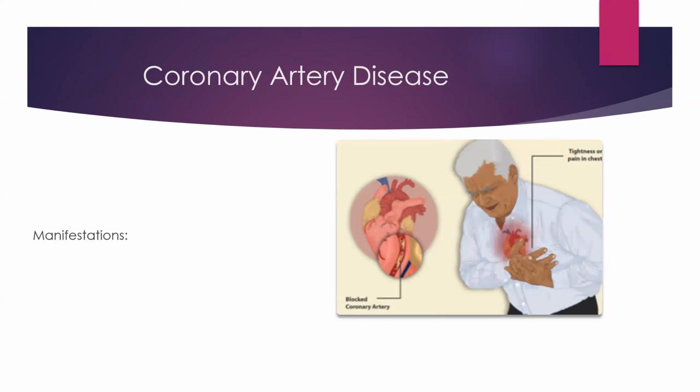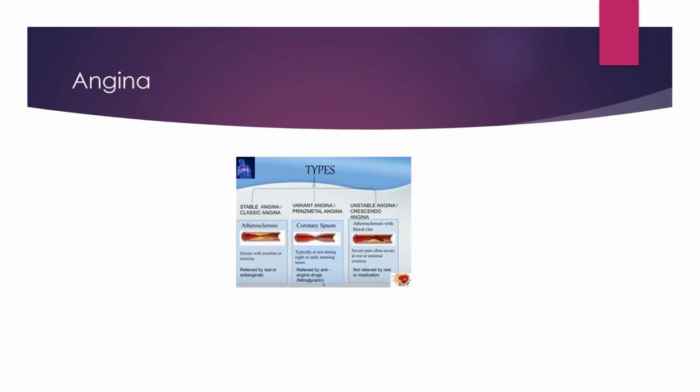Other manifestations of CAD would be an actual MI, heart failure, or dysrhythmias, or sudden cardiac death. So think about the dysrhythmias we've talked about in class already, and how this puts them at risk for dysrhythmias. So angina can be broken down into 3 different subtypes. We'll talk about them here, and there's pictures of each of them.